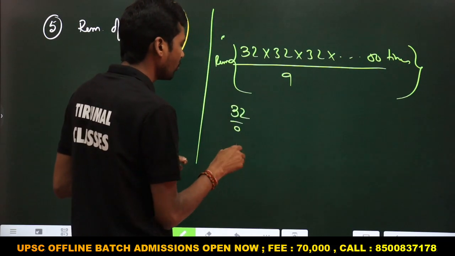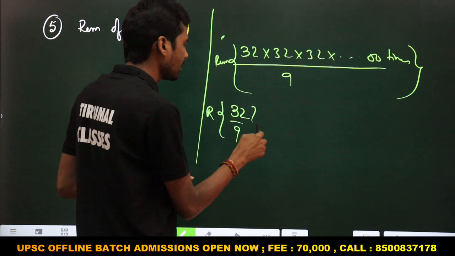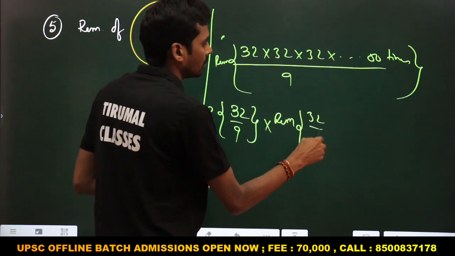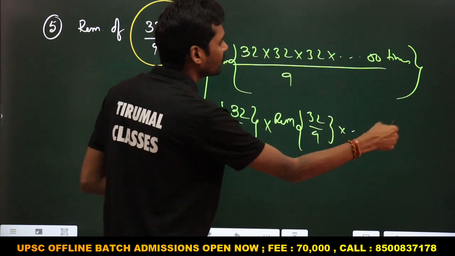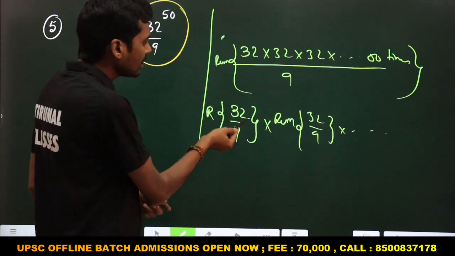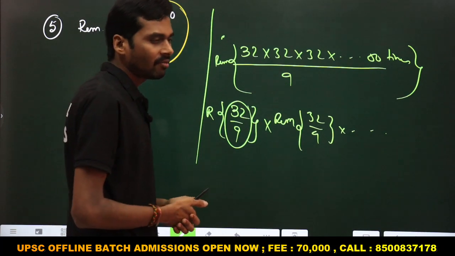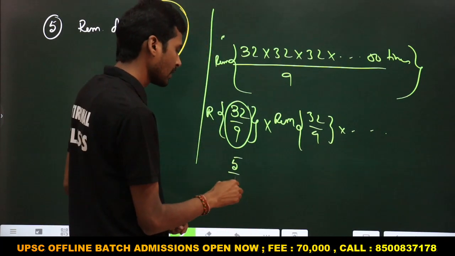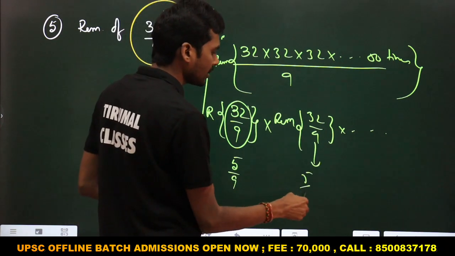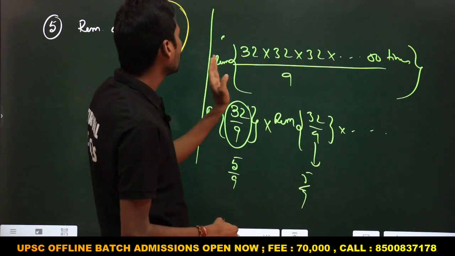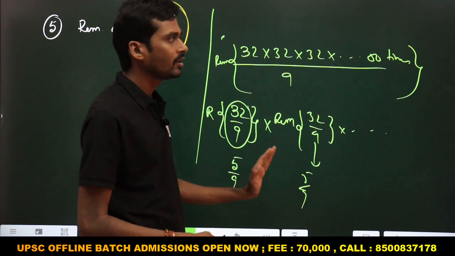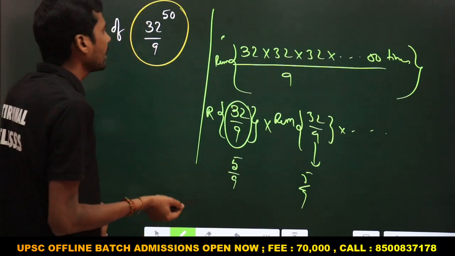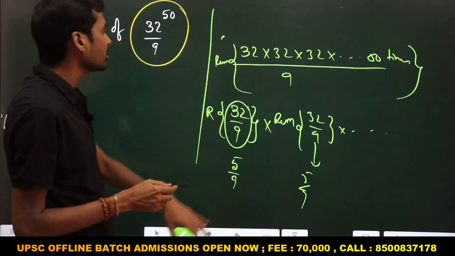So remainder of 32 by 9 into remainder of 32 by 9 into remainder of 32 by 9, likewise 50 times, right? So what is the remainder? When I divide 32 with 9, 9 3s are 27, the remainder is what? 5 by 9. So each time I will get 5 by 9, right? So now the problem becomes what? 5 into 5 into 5 into 5, how many times? 50 times.